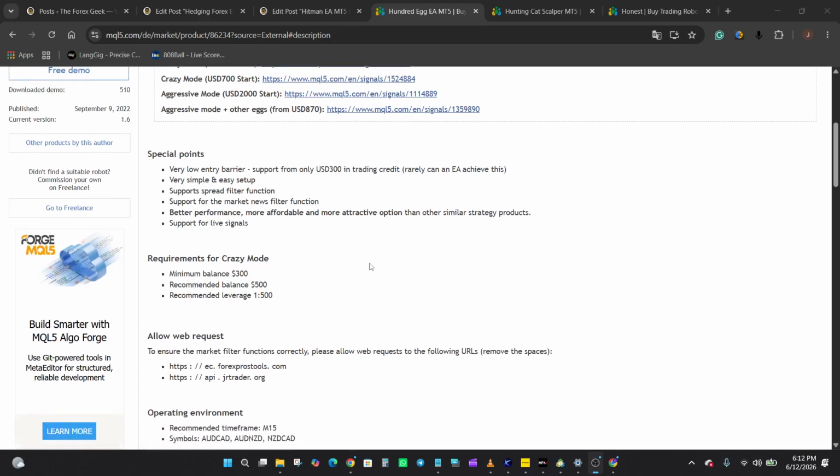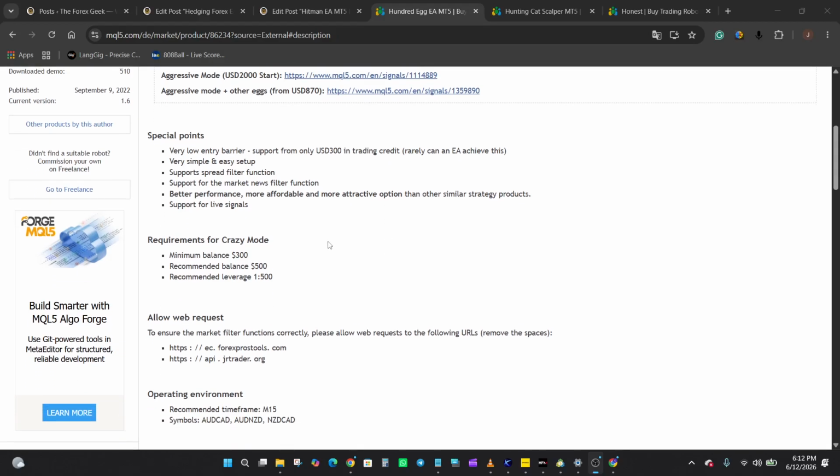An important point mentioned in the documentation is that the specially developed market filter does not function during backtesting. Okay, so that is something worth keeping in mind when comparing historical testing performance to potential live trading behavior.